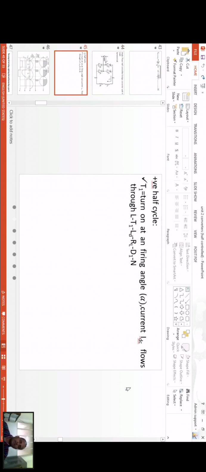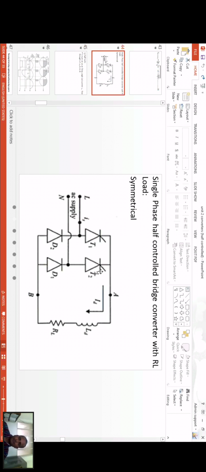This is the same way we have seen before. Similarly, during the negative half cycle, it will flow this way, N, T2, K. In this case also, this is the load voltage and this is the supply voltage. During the positive half cycle, T2 and D1 are conducting, and T1 and D2 are conducting in this case. This is the load current.